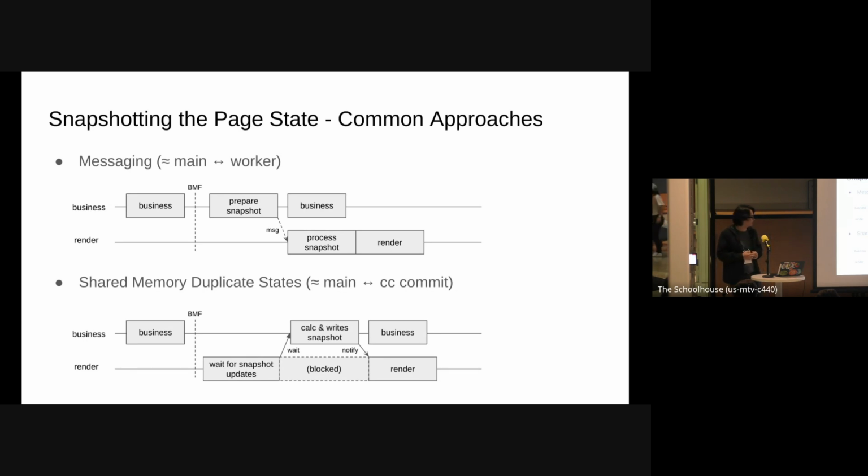This is actually the model of how the main thread and the CC thread currently work, because currently the two threads are maintaining a duplicate of the paint property trees. But again, the blocking may be smaller, but there's still a global blocking which we don't like.